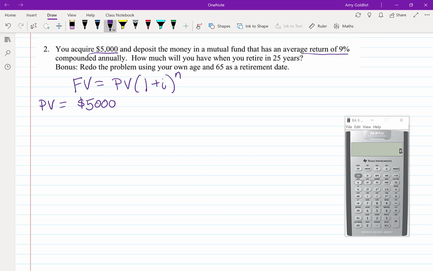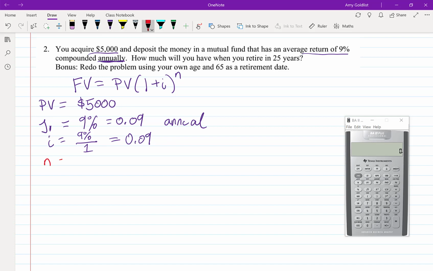Average return of 9%. That's going to be 1 because it says annual. That annual means it's J1 equals 9% or 0.09. That means that i is going to be 9% divided by 1, which is just 0.09. That's the good thing about annual and why people use them. Let's change colors so we can see it a little better.